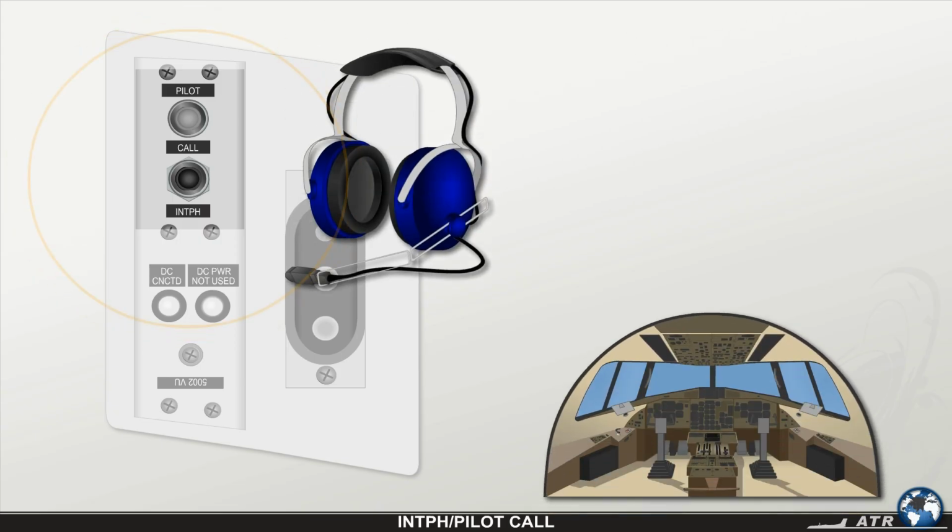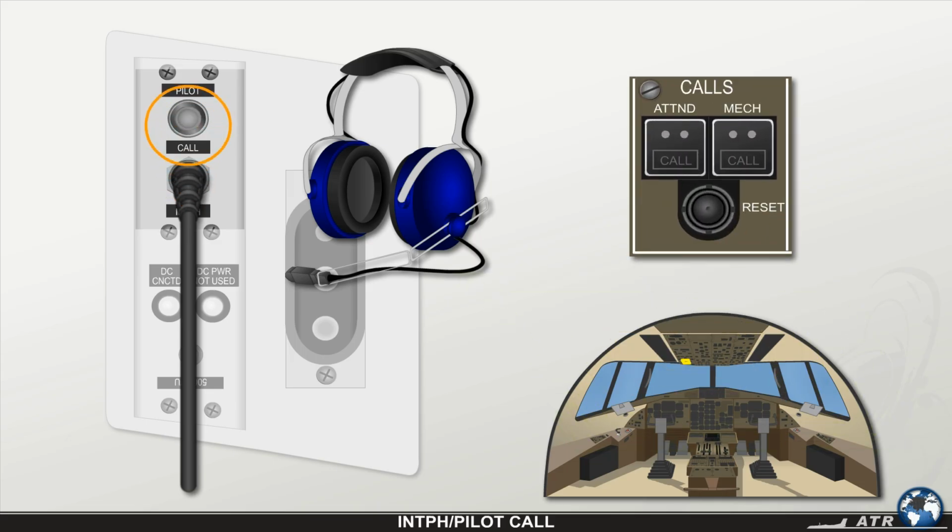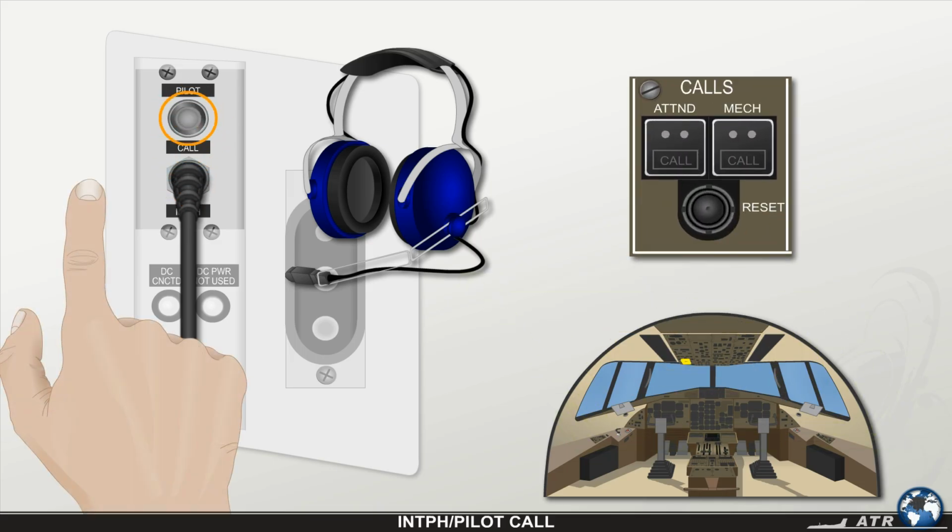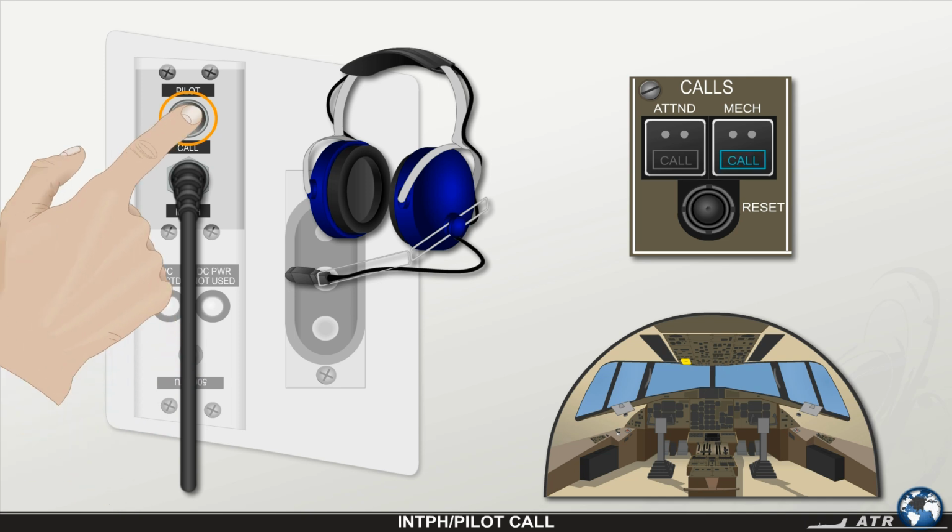Above the DC external power indications, you'll find an interphone jack and a pilot call push button. With a headset connected to the interphone jack, the ground technician can communicate with the cockpit crew. By pressing the pilot call push button, the CCAS generates a doorbell signal in the cockpit. The blue call light on the mechanic push button illuminates on the calls panel located in the overhead panel.